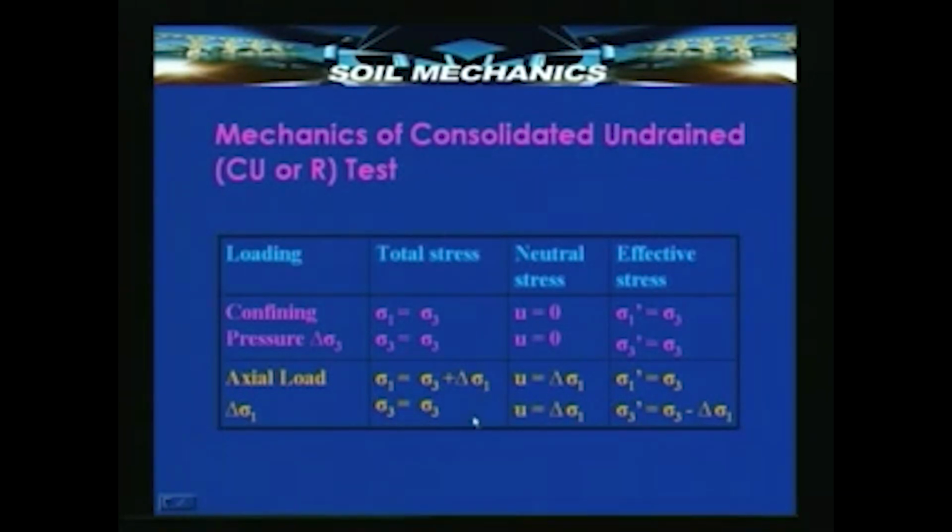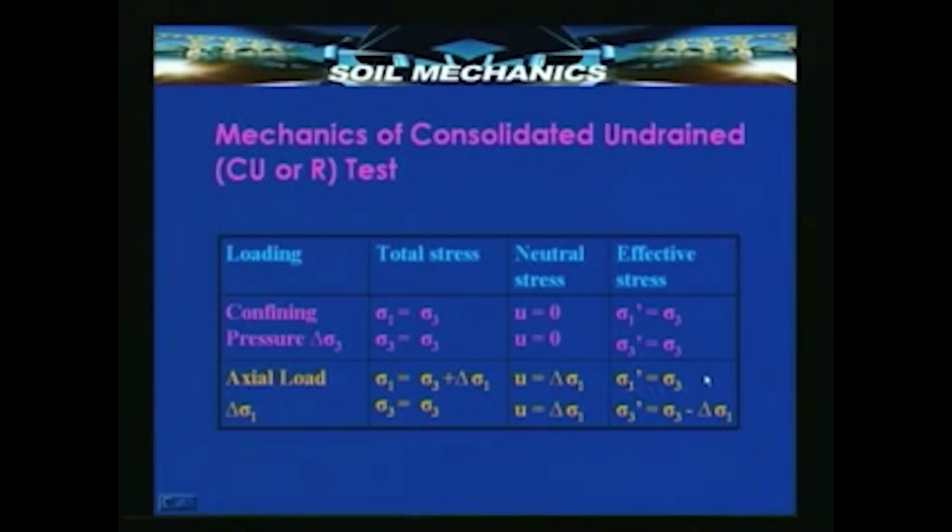The total stresses remain the same because the axial load gets applied as total stress. Now the water is not free of stress because undrained conditions prevail. U in water is delta sigma 1, the applied axial load, both in the horizontal direction and in the vertical direction, because the specimen is surrounded by water in a perspex cylinder.